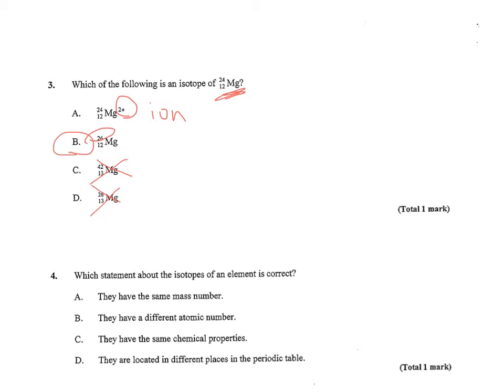Number 4, closely related, which statement about the isotopes of an element is correct? They have the same mass number? No, that's what makes them an isotope, they have a different mass number, a different number of neutrons. They have a different atomic number? No, then they wouldn't be the same element. They have the same chemical properties? Yes. The physical properties can vary like density and mass, but the chemical properties are going to be the same. Or D, they're located in different places in the periodic table? No, magnesium and other elements get one place on the periodic table. It's the isotopes that are accounted for in the average atomic mass.